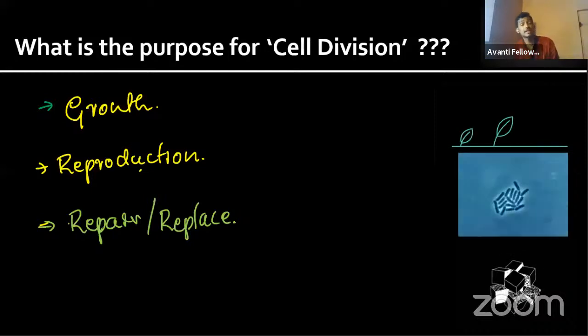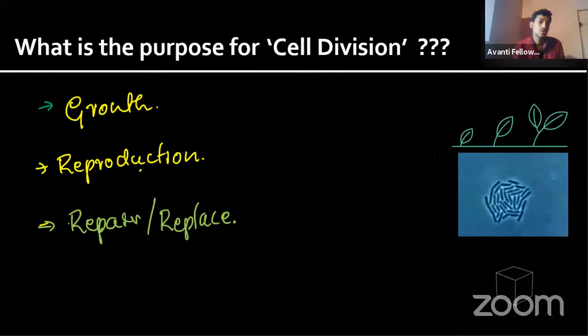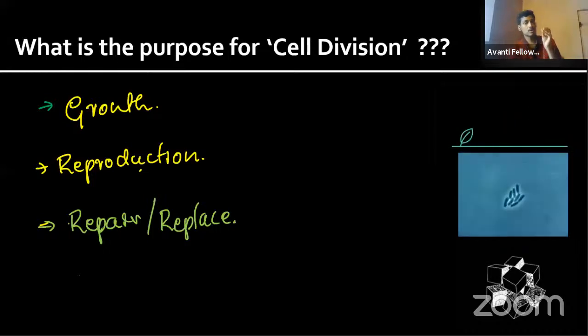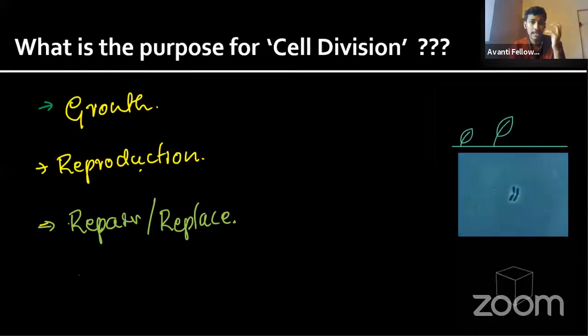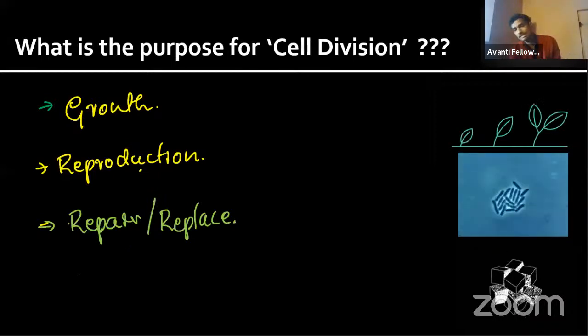Replacement is a continuous process, and repairing is also a continuous process. So that's also one of the purposes. These three things are called the great three purposes of cell division, because cell division needs to be there for these three things. Exactly. So we will move on to the next thing.